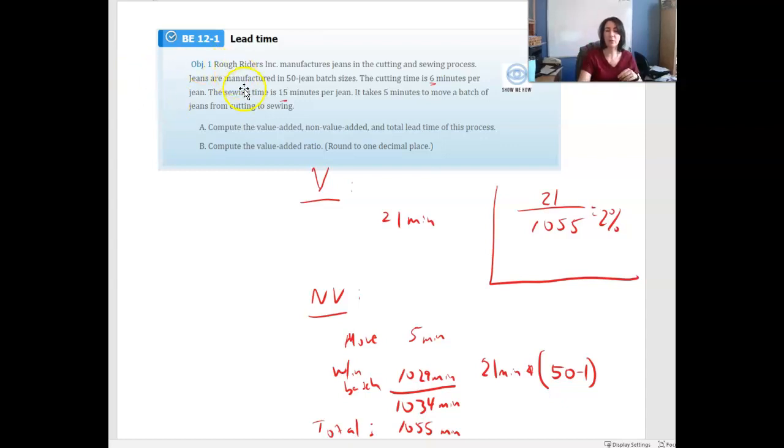The other thing you could do is move the processes right next to each other so that there is no move time, all right? And that's one of the things of just-in-time, to eliminate the move time by putting the processes contiguous or right next to each other.